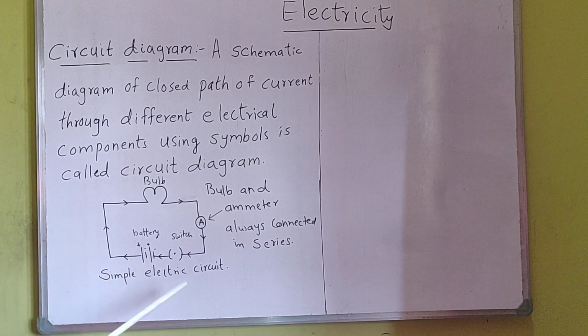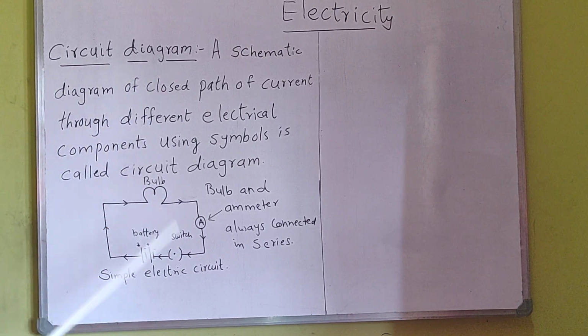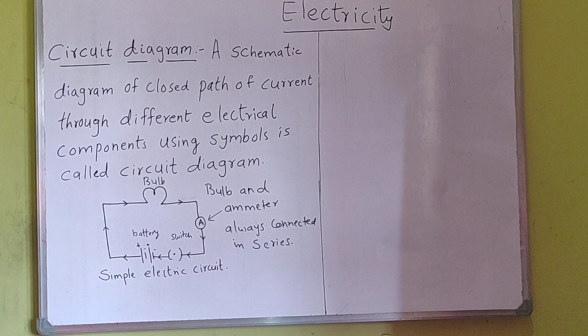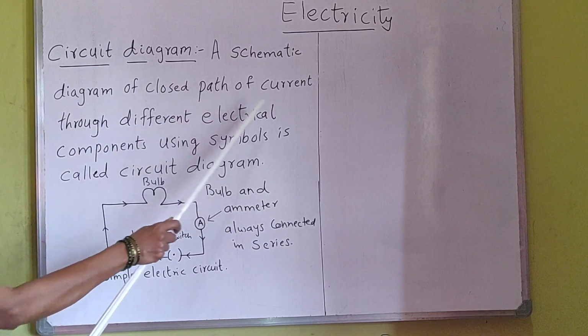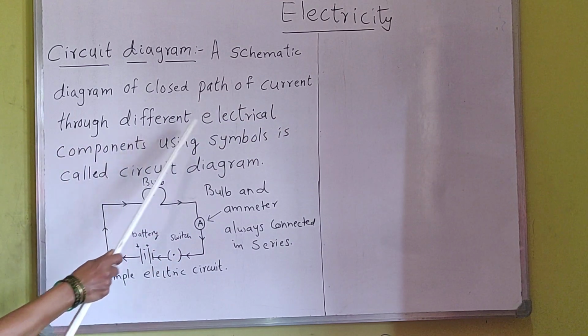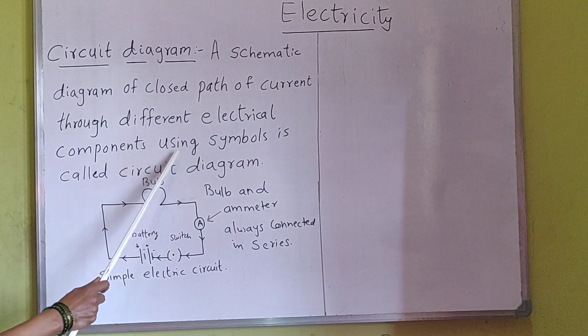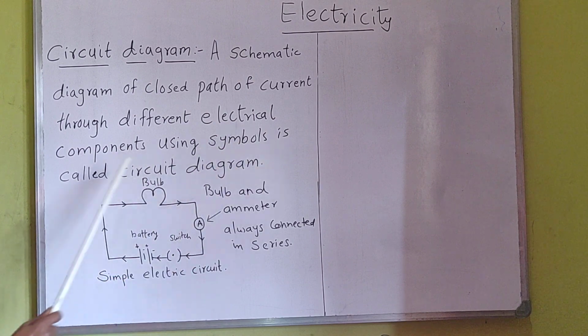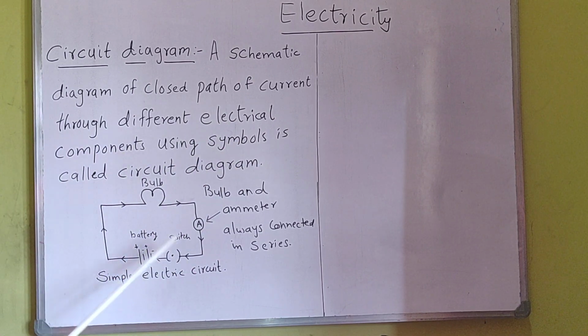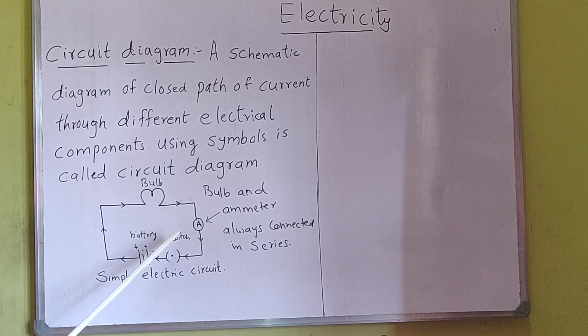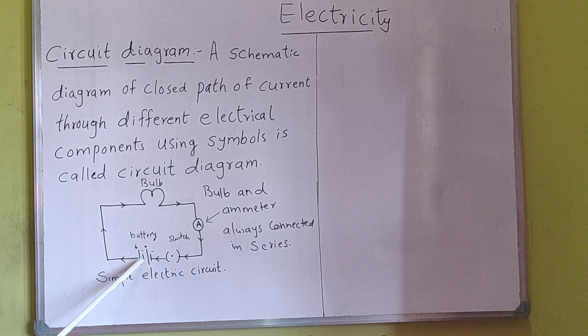Today let us study about circuit diagram. What is meant by circuit diagram? It is a schematic diagram of the closed path of current through different electrical components using symbols, and it is called a circuit diagram. Electrical components means the bulb, the ammeter, the key and the battery.